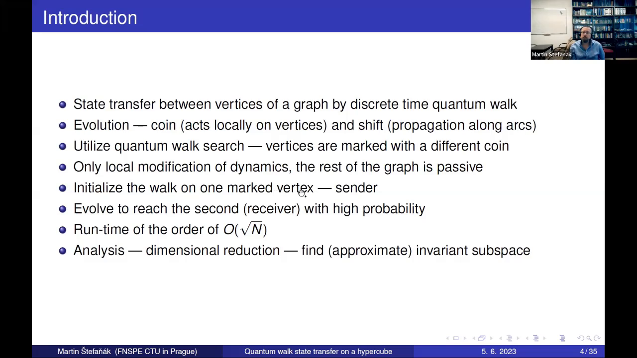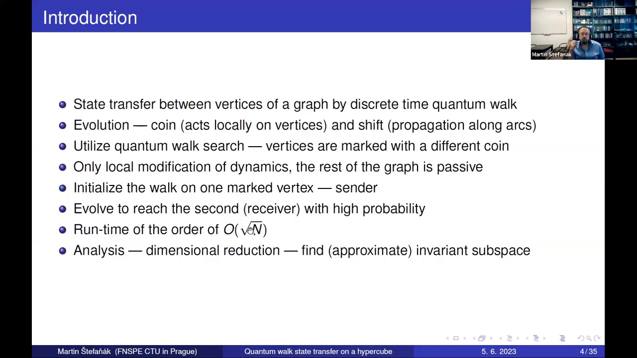In this approach, the sender and the receiver don't have to know each other's position. You don't design the dynamics on the graph to reach from one particular vertex to another. They only have to adjust the dynamics locally on their vertices, for which they have to know, say, the size of the graph to set the local dynamics properly. And also the receiver has to make a measurement after an appropriate number of steps, and this also depends on the size of the graph.